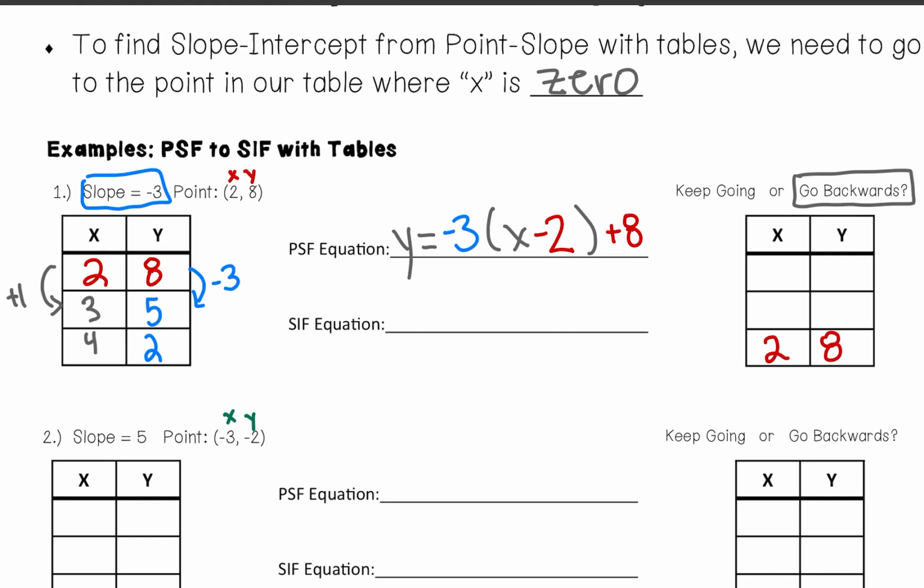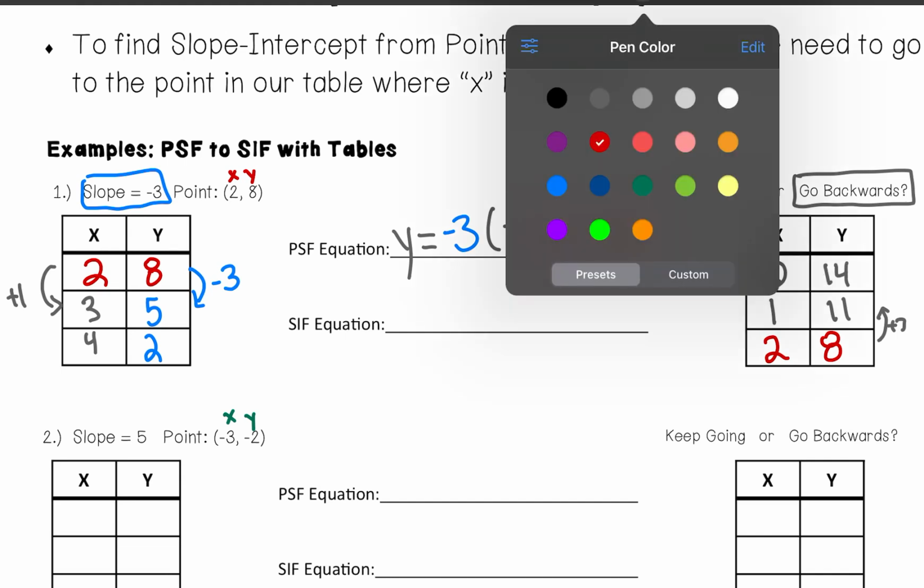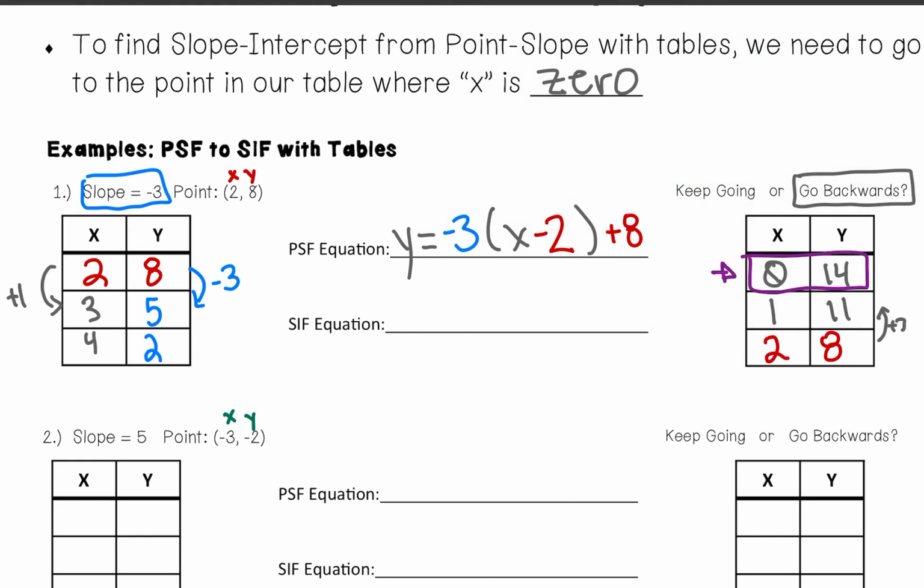And going backwards, above the 2 we'll have a 1, and then above that we'll have a 0. Going backwards for the 8, so if we subtracted 3 going down, that means we add 3 going up. So we have 11, and then we have 14. And this 14 here is our y-intercept. Okay? So now we can write our slope intercept. So we have y equals, the slope is still a -3, but now we're at times x, because we have x at 0 here. And then we write plus 14 for our y-intercept.